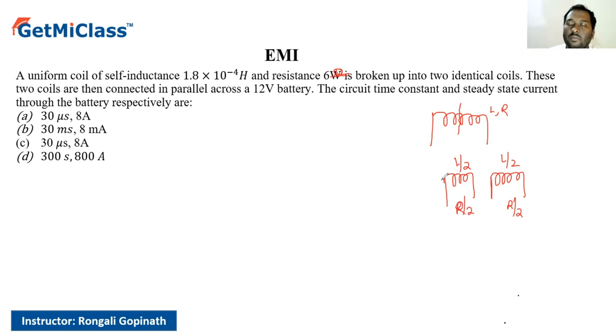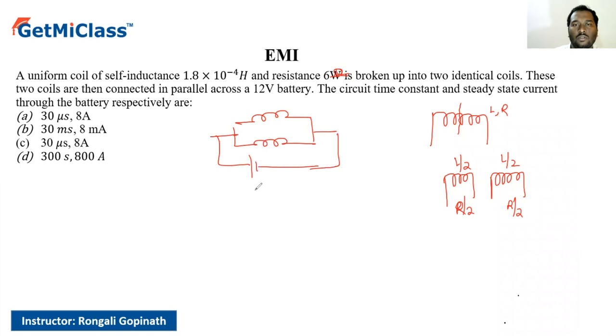And why did inductance become half? Self-inductance is inversely proportional to the length of the coil or length of the inductor. That is the reason. Now, how are they connected? They are connected in parallel like this to a 12-volt battery. L by 2 and R by 2. L by 2 and R by 2.